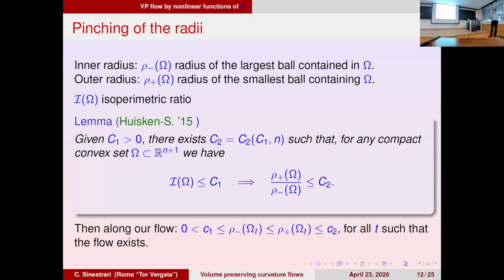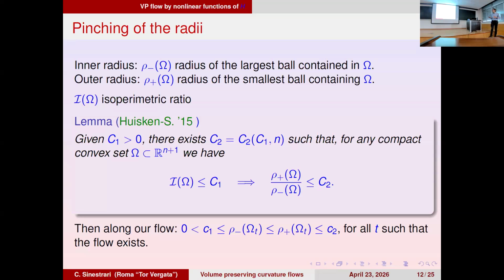And so somehow, what follows is that we can replace the pinching of the curvatures, which we are not able to prove at the first step, with the pinching of the radii, which is somehow weaker, but it will turn out that it will still be enough for our purposes. Once you know that the radii are pinched, since the flow is volume preserving, you also know that they are uniformly bounded from above and from below.